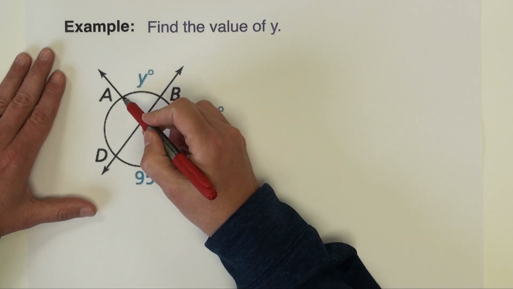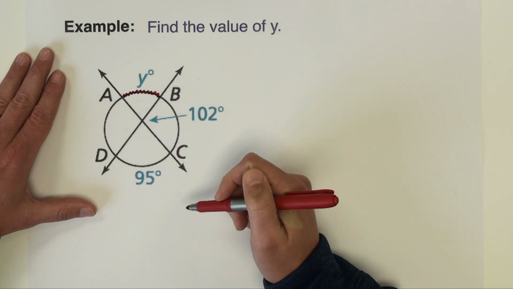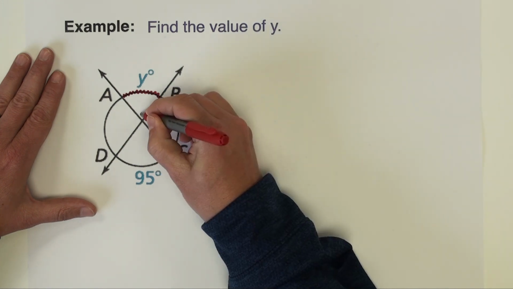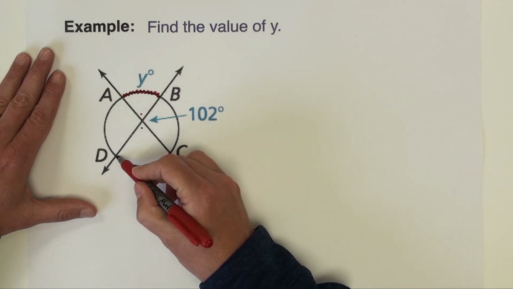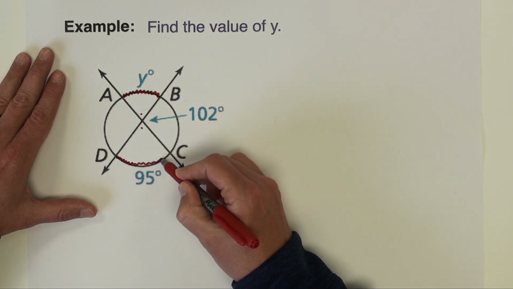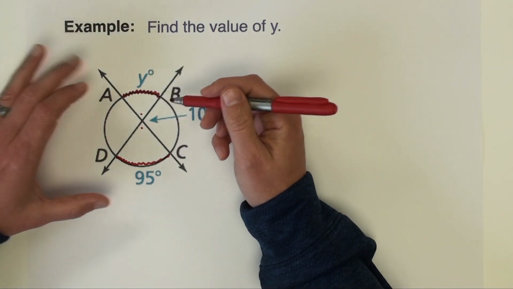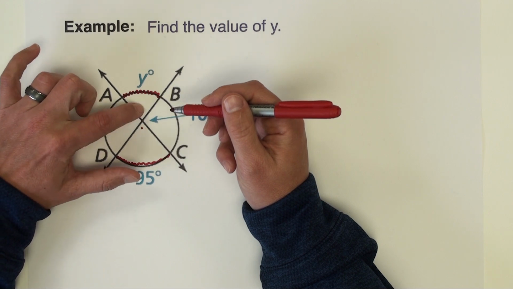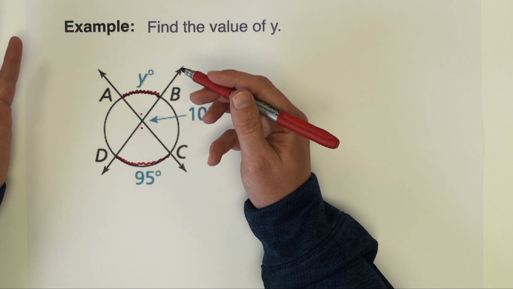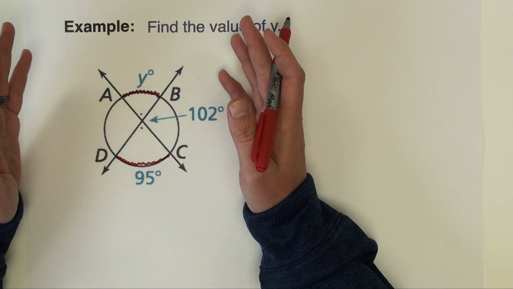Now the arc that we're trying to find, y, is on this arc right here, AB, which is this angle here. The vertical angle to that right here intercepts this arc, 95. So if I'm going to use these two arcs, then I need one of these two angles on the interior. It doesn't matter which one because they're vertical angles, and vertical angles are the same.